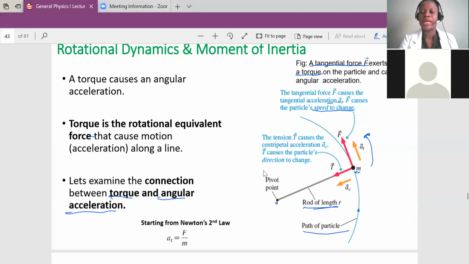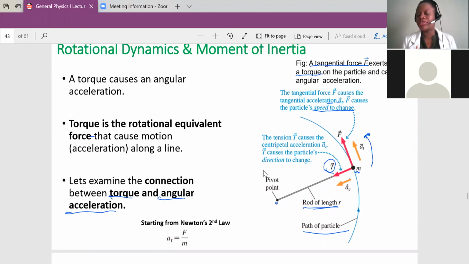So we can see another force also acting on the rod. We recognize this force as tension. We saw tension before in our catalog of forces when we discussed chapter 5, that is the application of Newton's laws, which brought about the description of the different types of forces that we can encounter. So we see tension is present in this case. The tension is actually the one causing the centripetal acceleration.